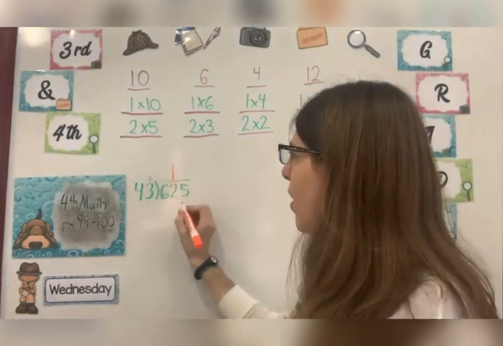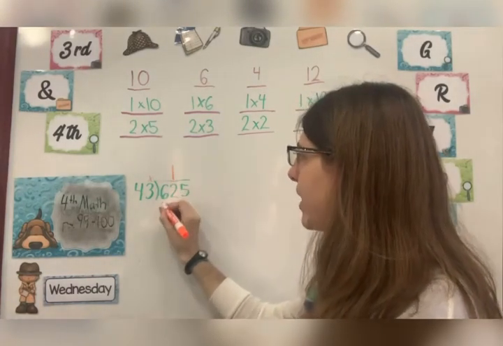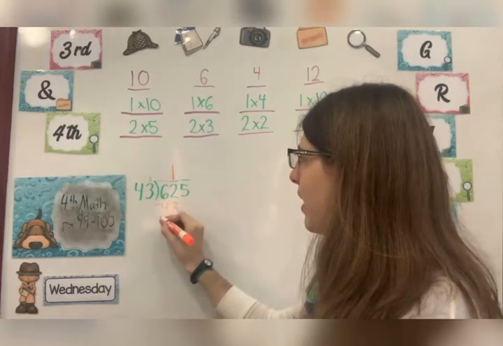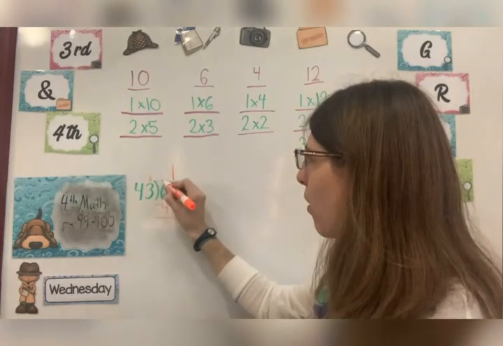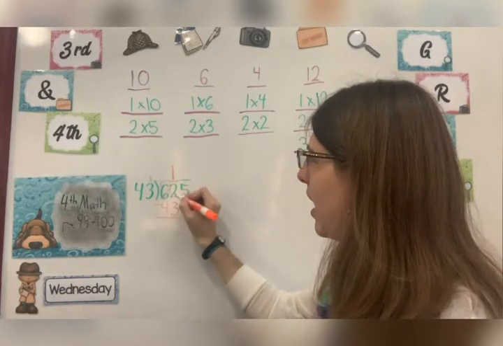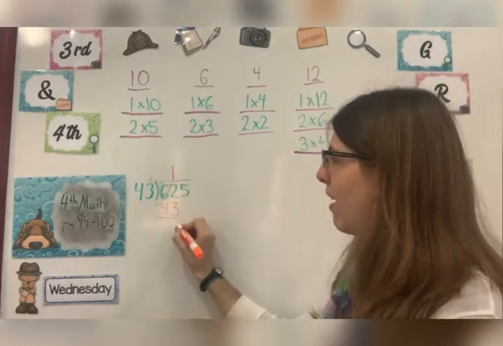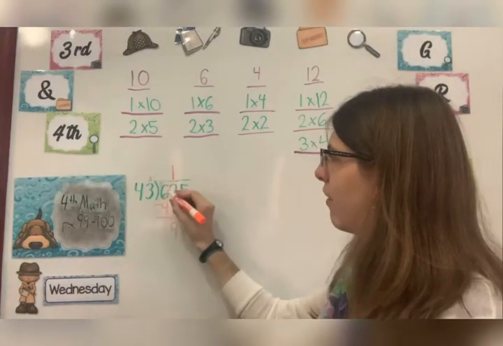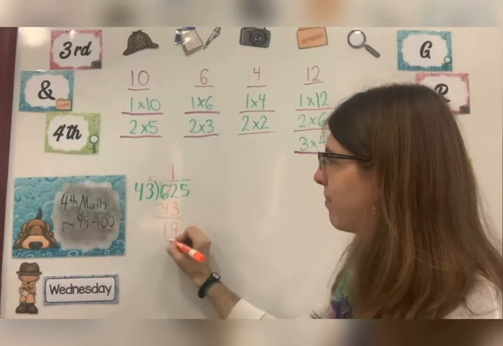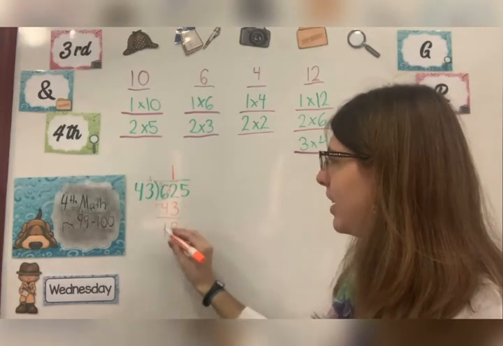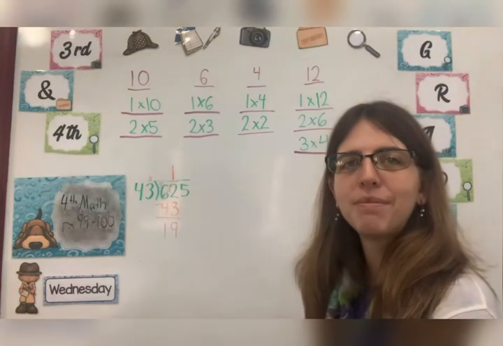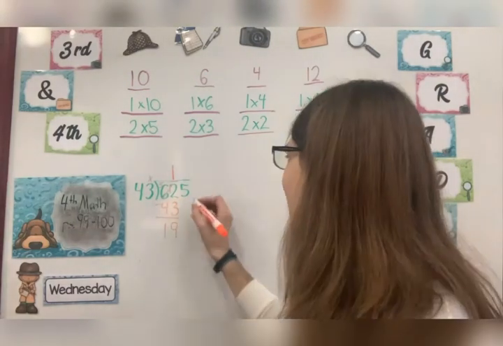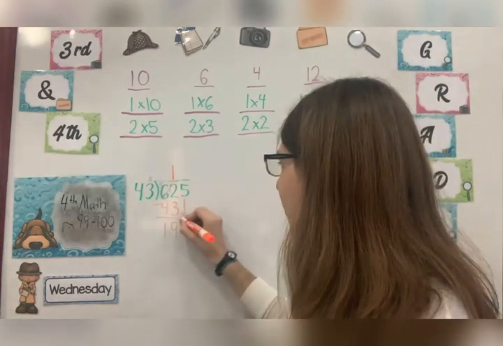Multiply. 1 times 3 is 3. 1 times 4 is 4. Subtract. I have to borrow, leaving me with 5 over here, making this 12. 12 minus 3 is 9. 5 minus 4 is 1. Then I compare, is 19 less than 43? Yes, it is, so I can bring down my 5.